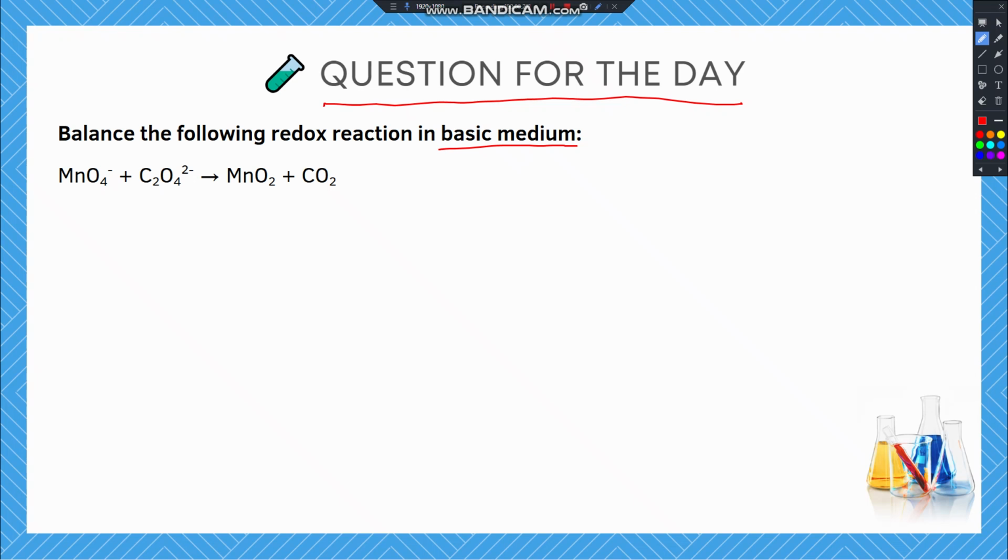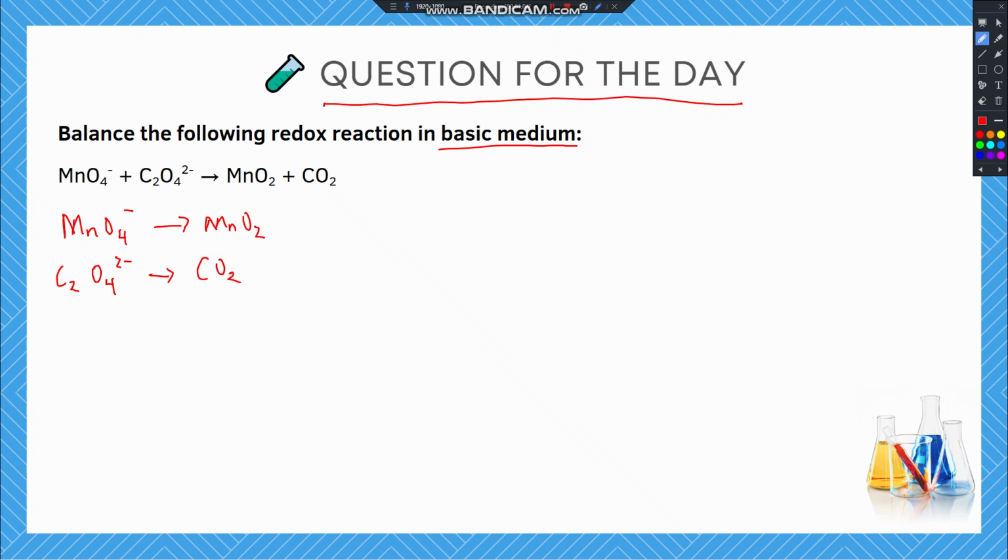So the first step to balancing a redox reaction in the basic medium is to split the reaction into the two halves and then to identify the oxidation half as well as the reduction half. So to split it, we have the first half being MnO₄⁻ yielding MnO₂. And for the second half, we have C₂O₄²⁻ yielding CO₂. So now that we have split it into the two halves, the next thing to do is to identify which part is the reduction half and which part is the oxidation half.